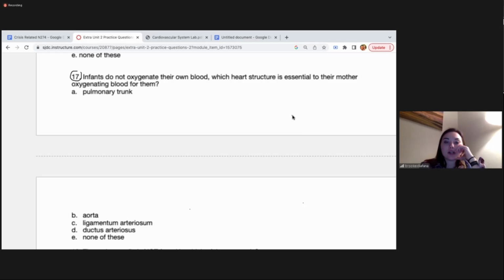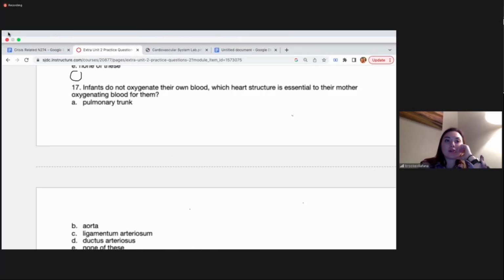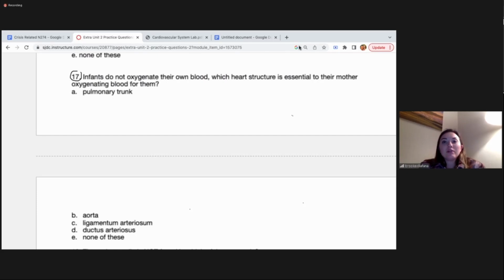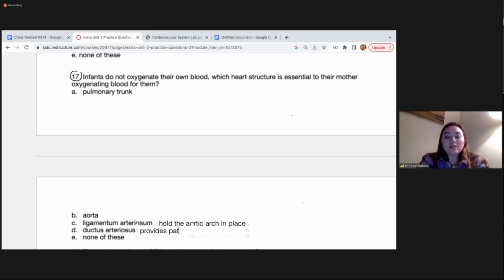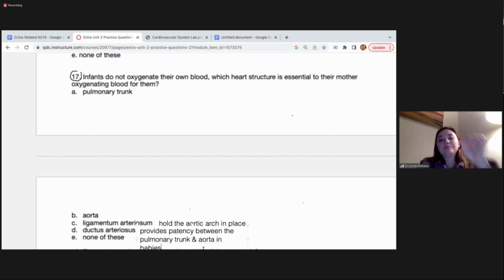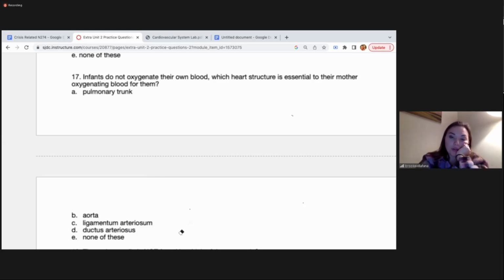Good, the ductus arteriosus, right? The ligamentum arteriosum, which is what it becomes when it's an adult, functions to hold the aortic arch in place. Whereas the ductus arteriosus, like you said, provides patency between the pulmonary trunk and aorta in babies. Okay, great, good job. That's one you could be asked on your lab exam, so make sure you know that.